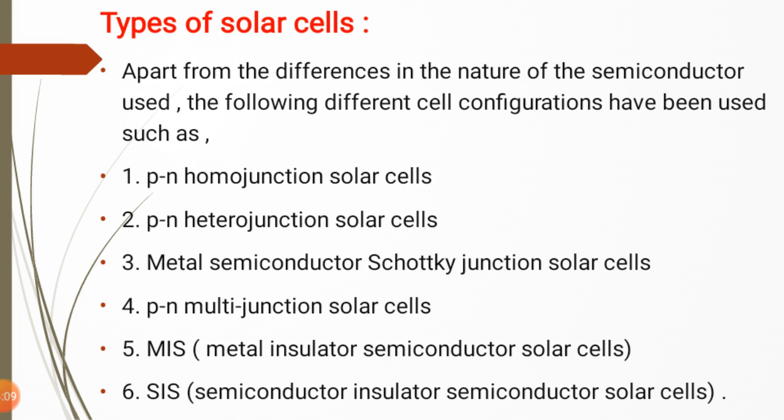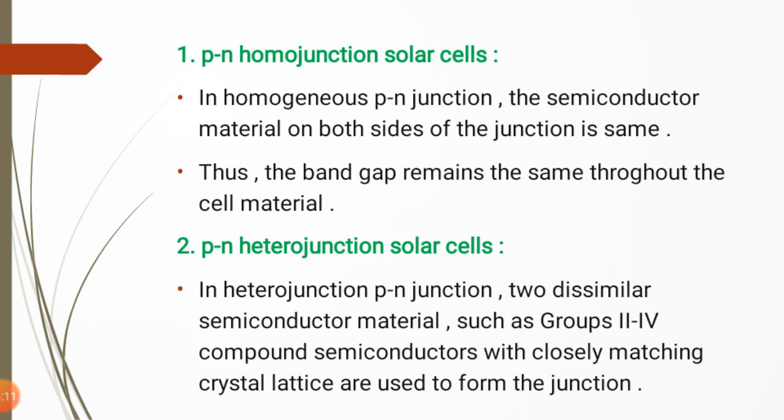Now let's see in brief one by one. First is the p-n homojunction solar cell. In a homogeneous p-n junction, the semiconductor material on both sides of the junction is the same. We know that the junction is formed between two semiconductor materials, but these two semiconductor materials are the same in the p-n homojunction solar cell. Thus the band gap remains the same throughout the cell material. That means these two materials are the same, so the band gap of these two materials is also the same.